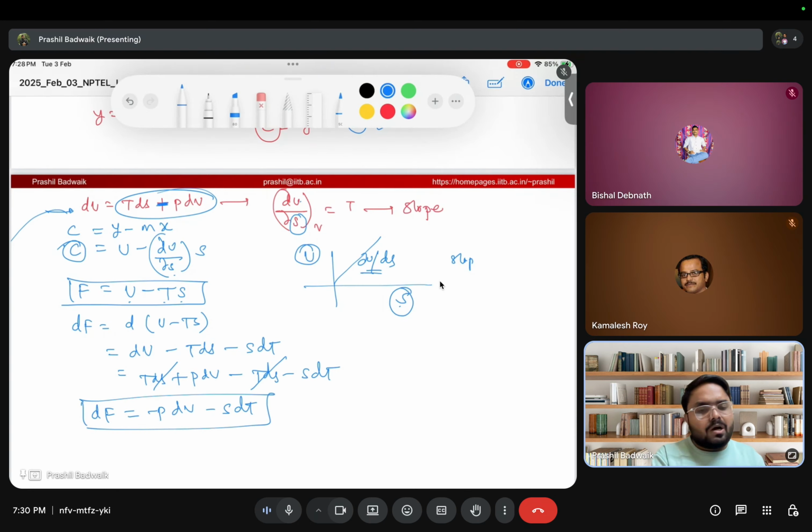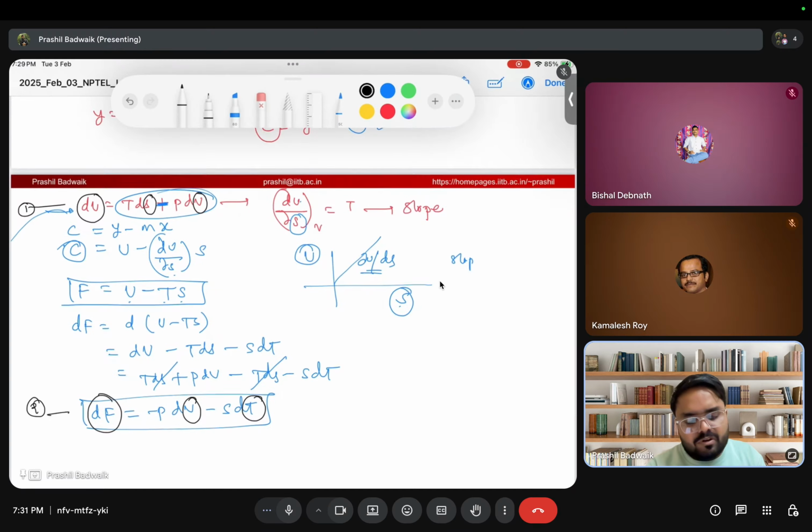So what I did now, just consider these two equations, equation 1 and equation 2. I used Legendre transformation. Earlier, what were my controlled variables? I was controlling entropy and volume, and my free energy was u. Right now I am controlling temperature and volume, and my free energy is Helmholtz free energy.